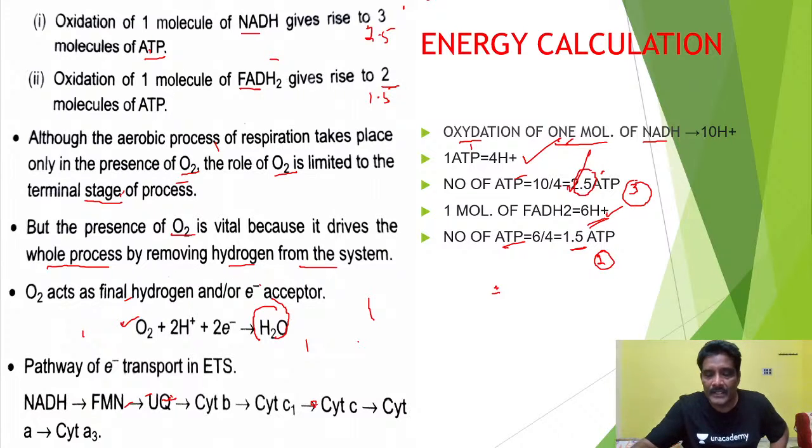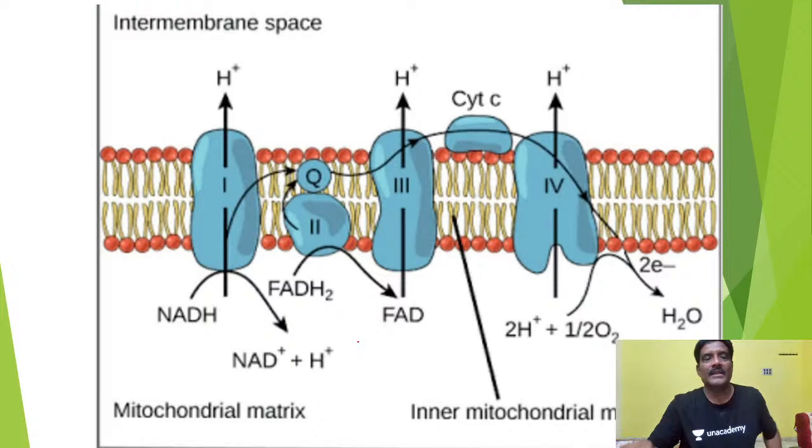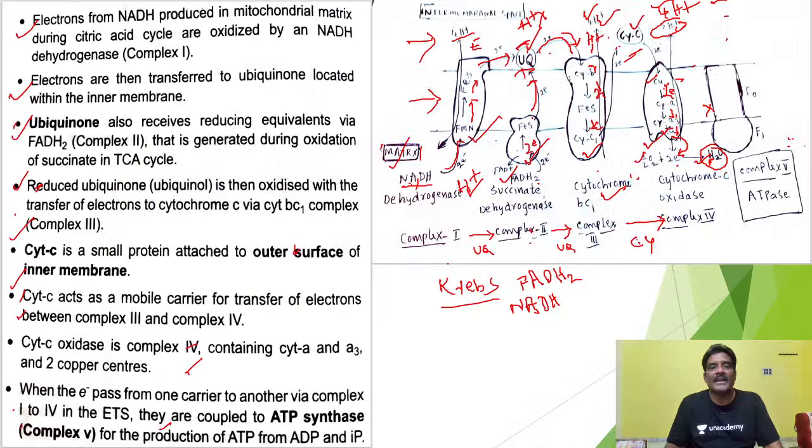Next, this is the diagrammatic representation. Very clearly you can see how electrons are moving from one complex to another complex. This is the first complex, this is the second complex, this is the third complex, and this is the fourth complex. From the matrix to the intermembrane space, some protons are pumped into the intermembrane space. Here a concentration difference arises. The intermembrane space concentration is now high.